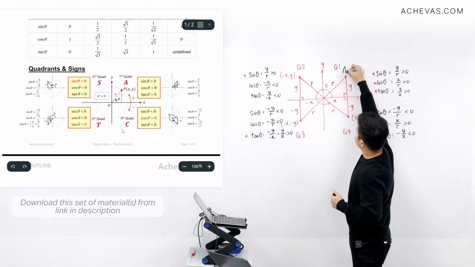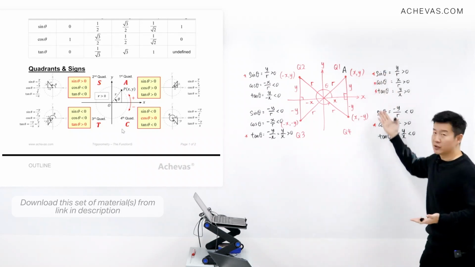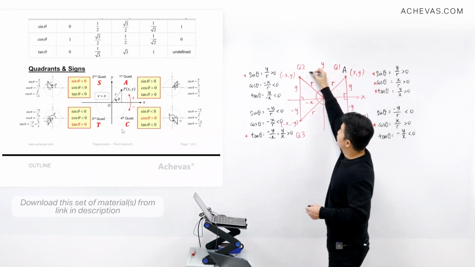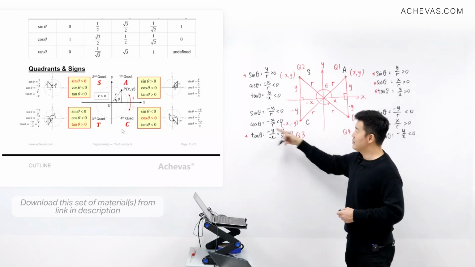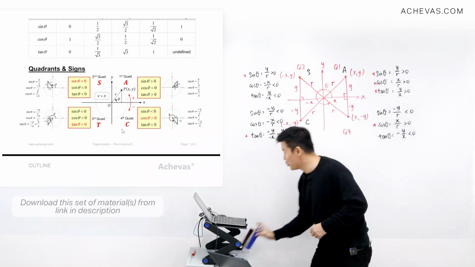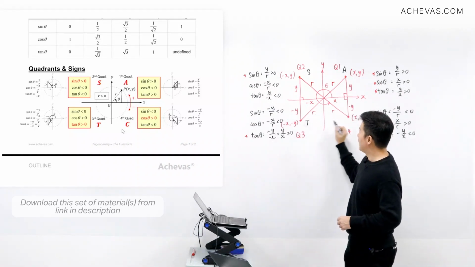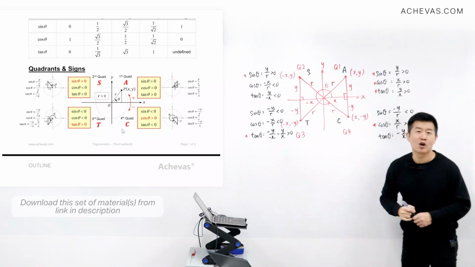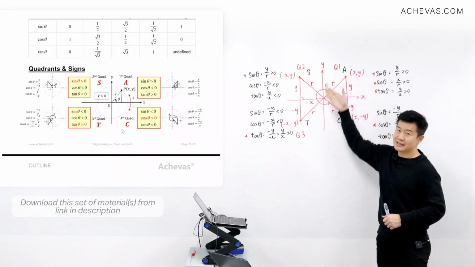A is going to be in the first quadrant, add sugar, A. A means all are positive. Sugar means sine is positive. Add sugar to coffee, so T. T means tangent is positive. And finally, C means cosine is positive. Add sugar to coffee, ASTC.